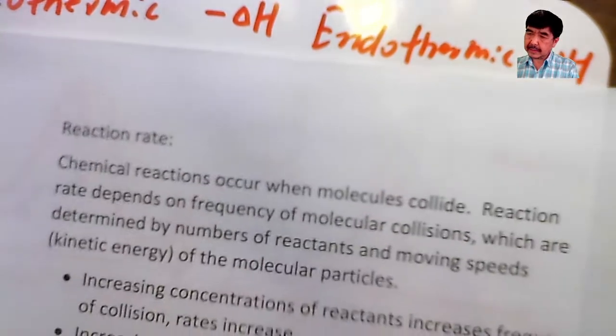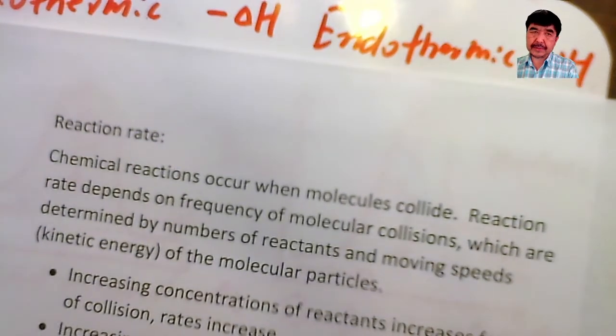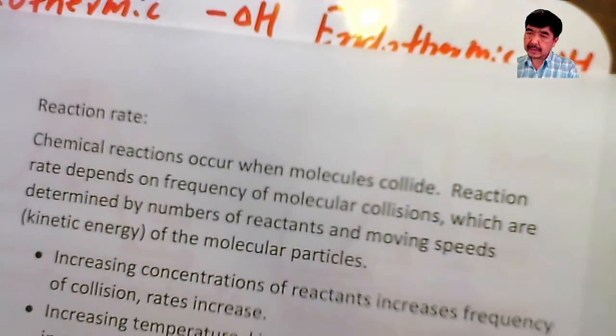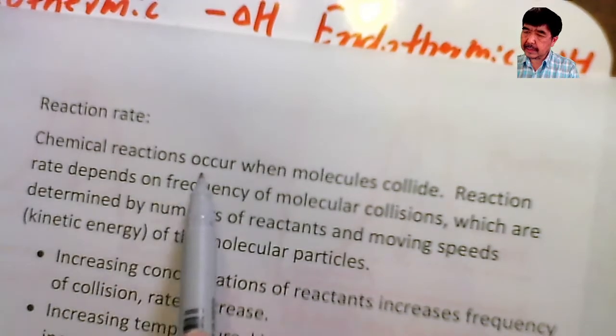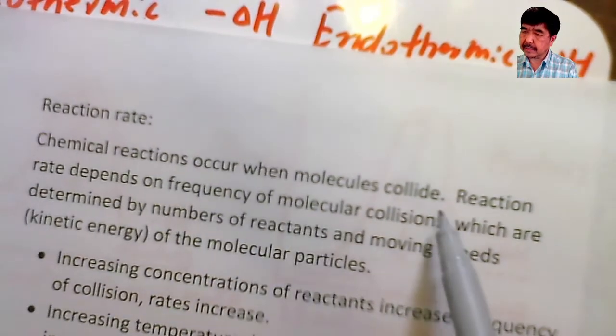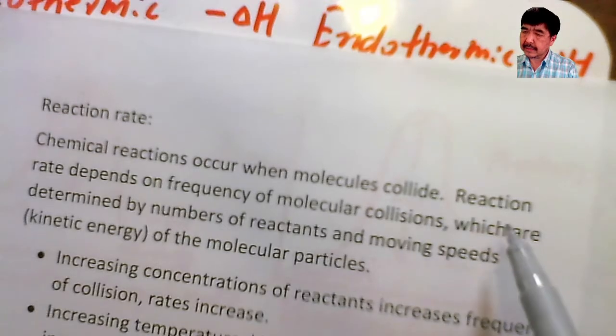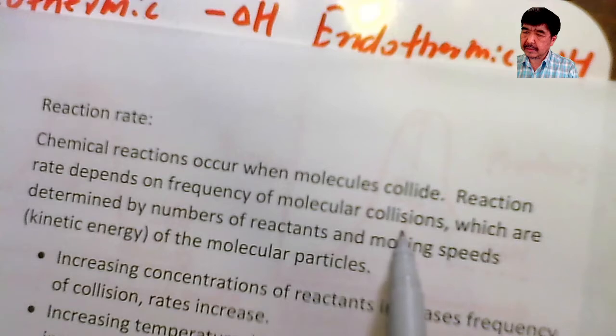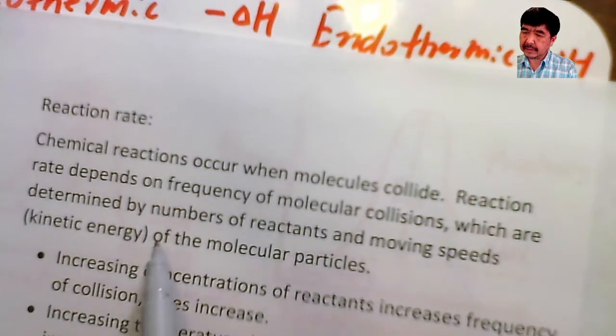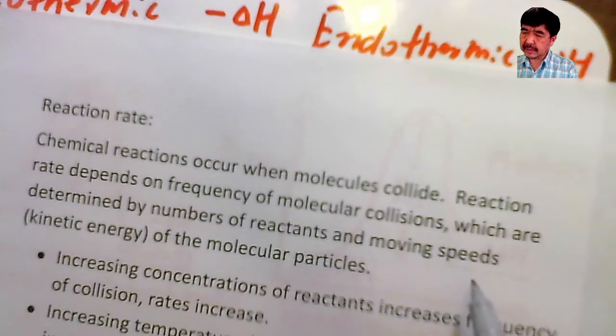Okay, next, let's take a look at reaction rate. A chemical reaction occurs when molecules collide. Reaction rate depends on the frequency of molecular collisions, which is determined by the number of reactants and the moving speed, the kinetic energy of the molecules.